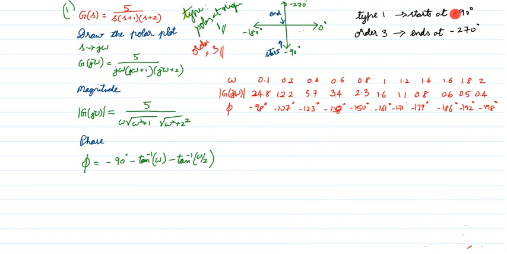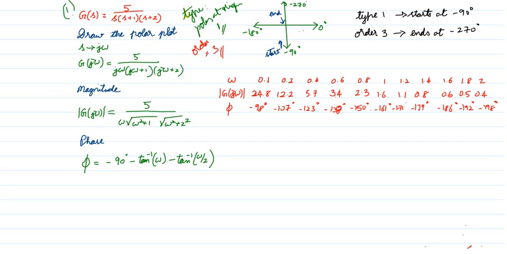Type 1 means starting at minus 90. Order 3 means it is going to terminate or end at minus 270. Roughly I have plotted this, right? It is starting at minus 90 degree, going to end at minus 270 degree. I'm going for the frequency response. In place of s, I'm substituting j omega. I got the frequency response equation.